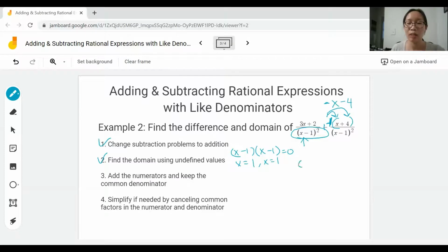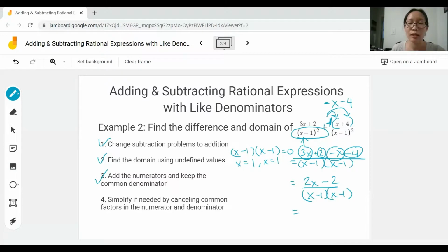Now I am going to add my numerators and keep the common denominator. So I'm actually going to keep this factored, x minus 1 times x minus 1, as my denominator. And in my numerator, I have 3x plus 2, and then my distributed expression for the second one. So this is minus x minus 4. From here, I am going to combine my like terms. So 3x minus an x gives me 2x, a 2 and a negative 4 gives me a minus 2, and I have x minus 1 times x minus 1.